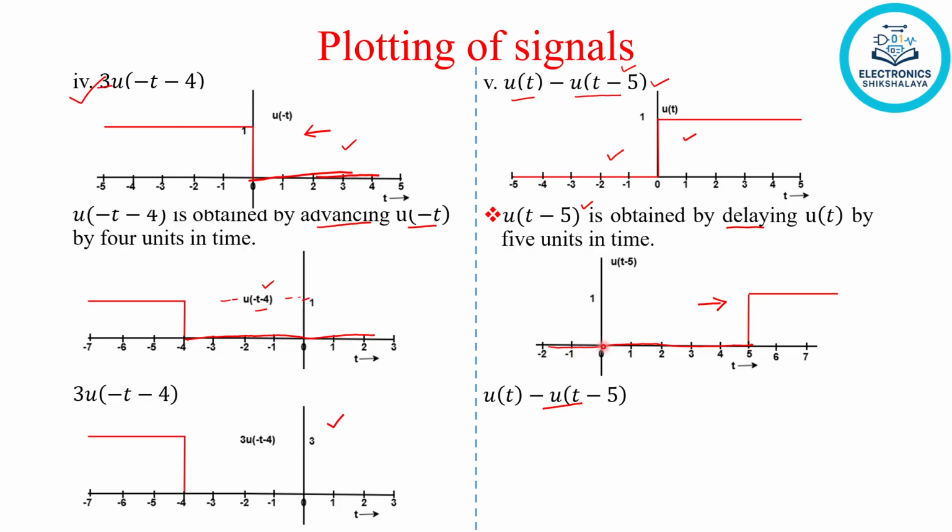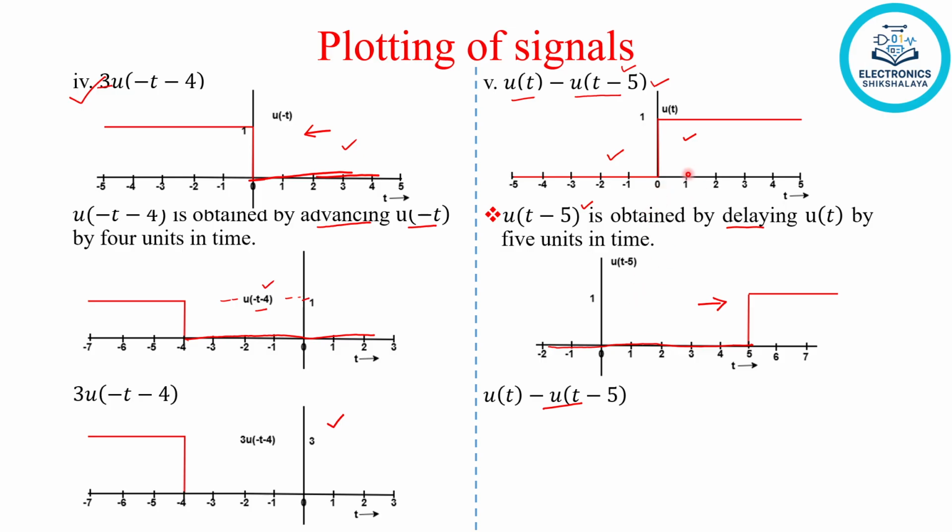Similarly at 0, it is 0. The 0 value is 0, and at 1, 2, 3, all the values are 0. So in this case, from -5 to 0 there is no signal, because it is subtracted from u of t minus u of t minus 1. So up to this it will be 0.